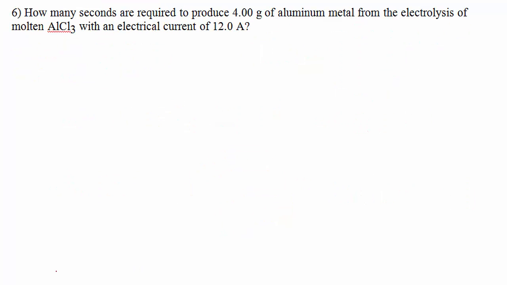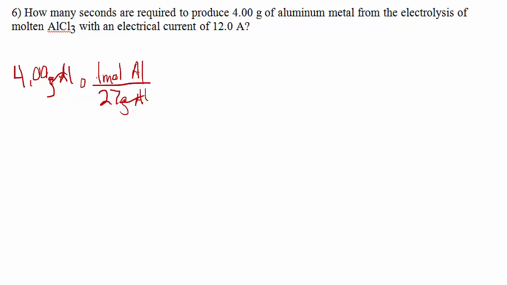And then 6. How many seconds are required to produce 4 grams of aluminum metal from the electrolysis of molten AlCl3 with electrical current of 12 amps? The easiest way to do this is another dimensional analysis problem. So we want 4.00 grams of aluminum. We don't work well with grams, so let's convert that. We know that it takes 27 grams to give me 1 mole of aluminum. So grams of aluminum cancels out. I now have moles of aluminum.